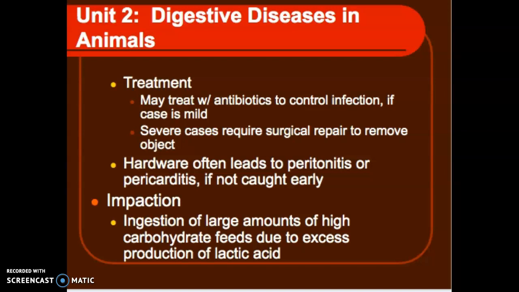So that hardware oftentimes causes what we call peritonitis, which is an infection within the body cavity, or pericarditis, which is an infection in the heart, because the reticulum sits right next to the heart cavity area. So if you don't catch it early, that can be a real problem. I've seen it kill animals before. So you want to be aware of this particular one on the farm.